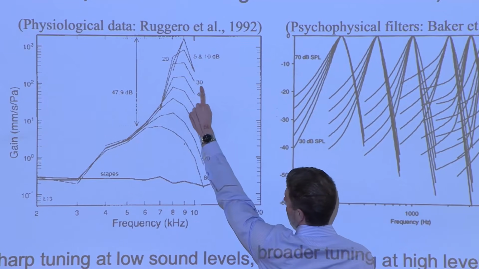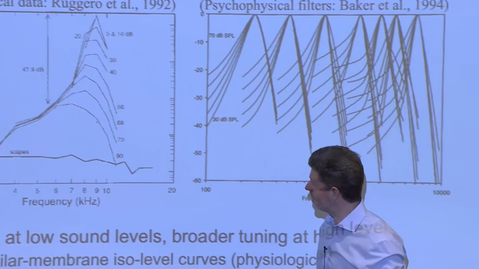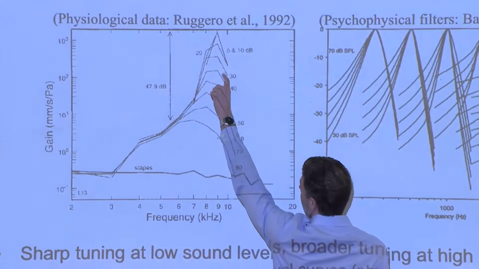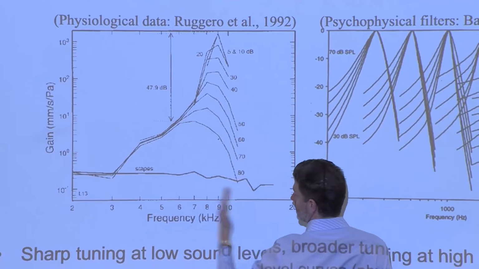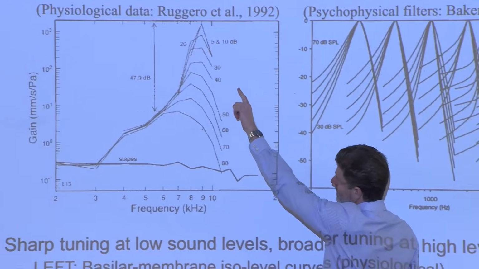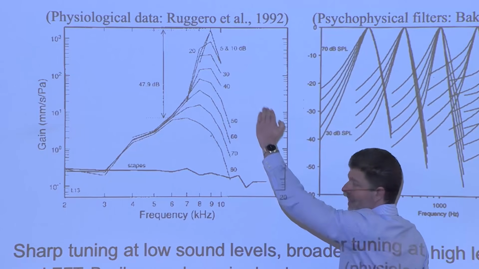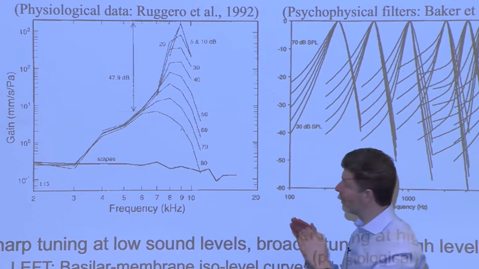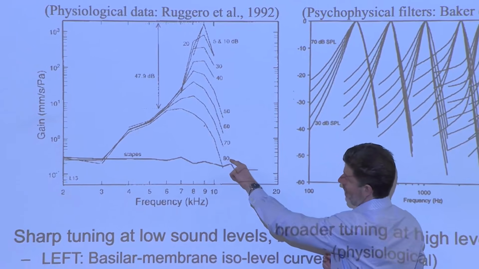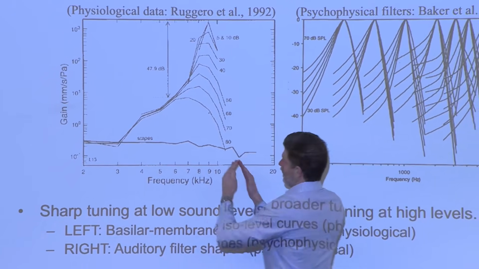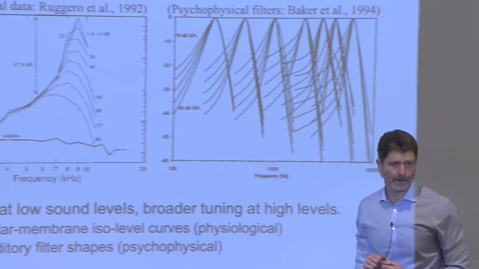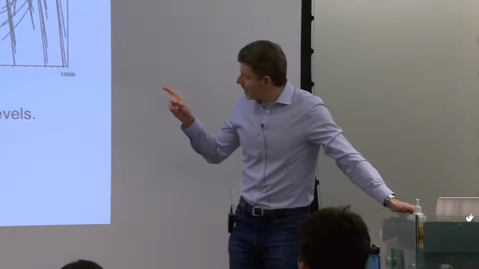So that's 5 and 10 dB, 20, 30, 40. And so at low intensities, you get this very, very narrow tuning where the gain is very high at a particular frequency range. This is frequency, right? And then it kind of falls off. Now, as the intensity of the sound increases, the gain overall drops, but you can also see that the tuning kind of gets broader, right? And so by the time that you're at 80 decibels, the tuning is much, much broader than it was at 30 decibels.